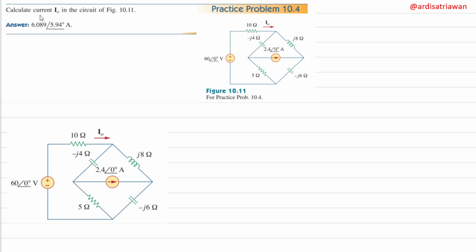And the question is: calculate current I0 from the circuit. Okay, so now I0 is this current here.